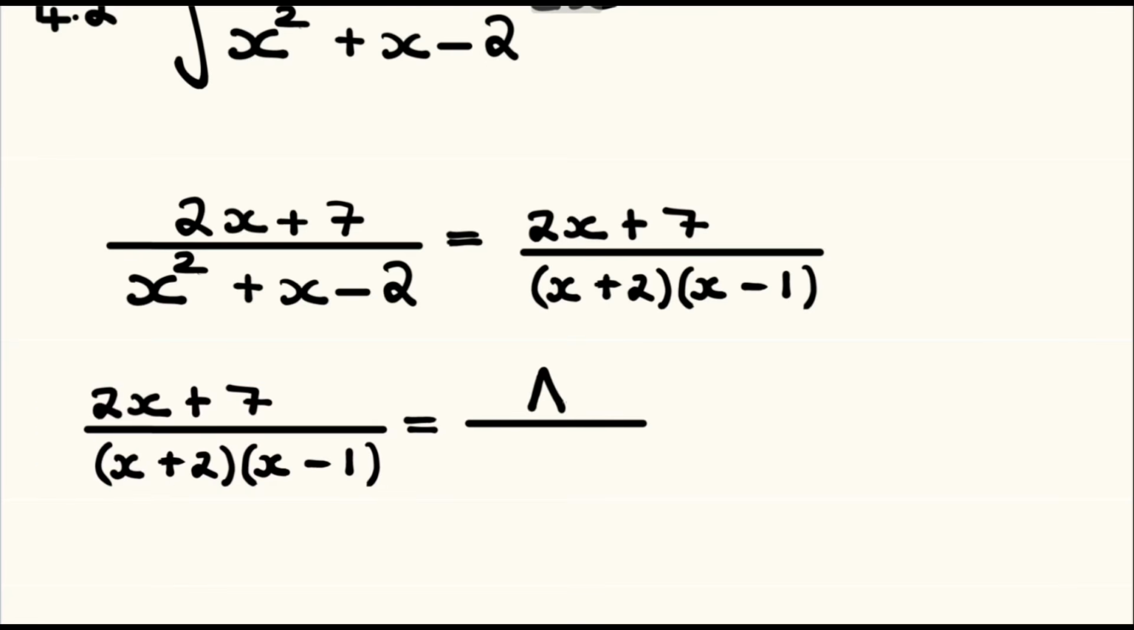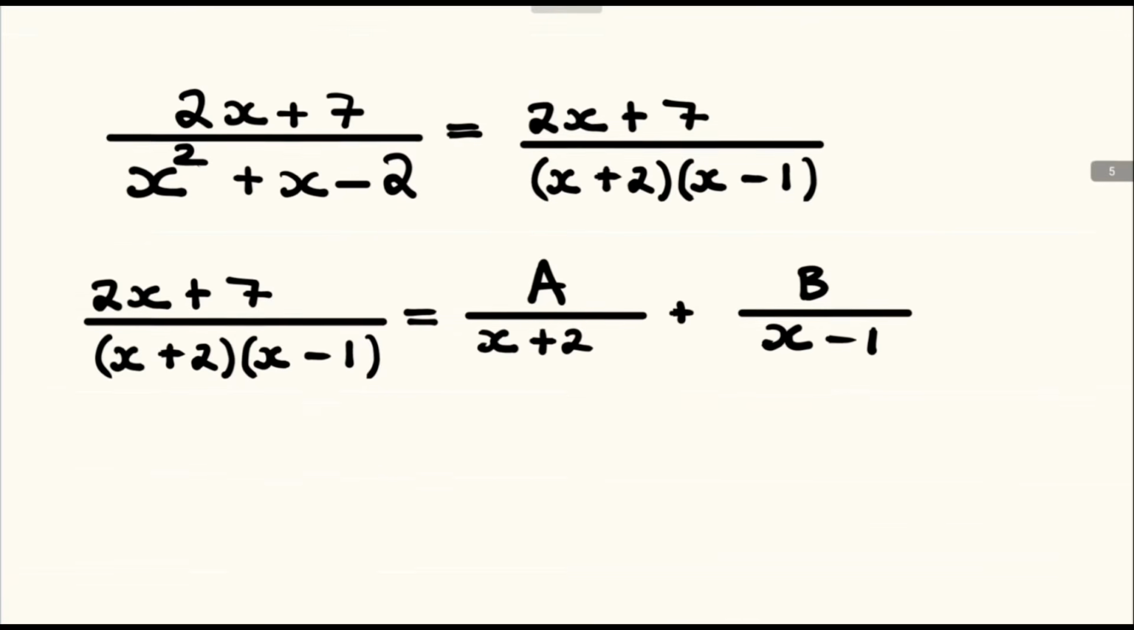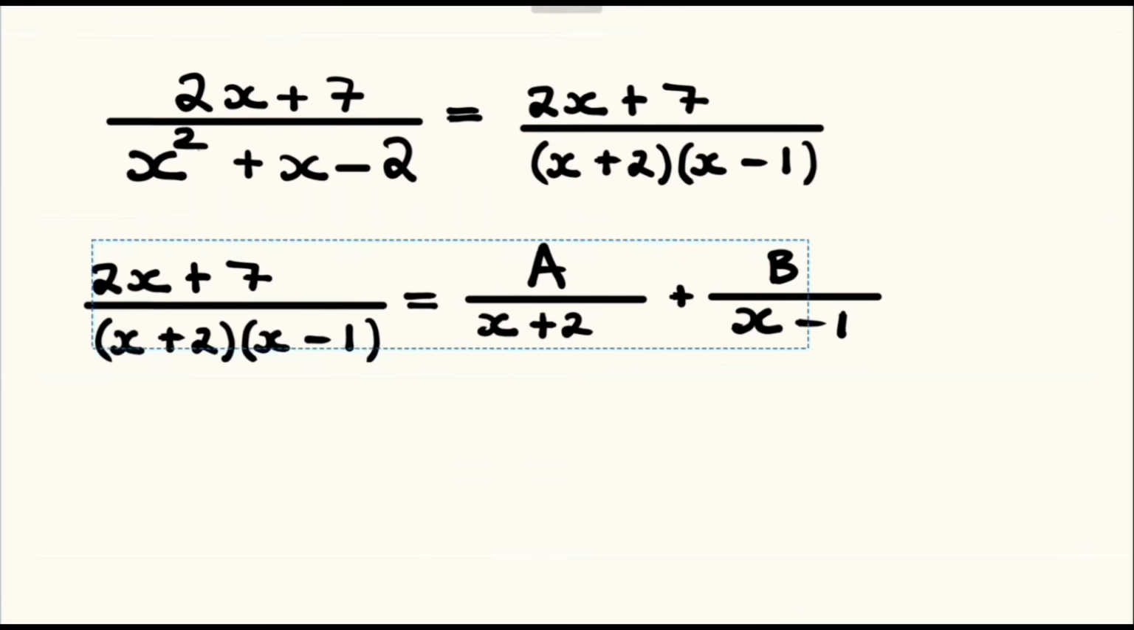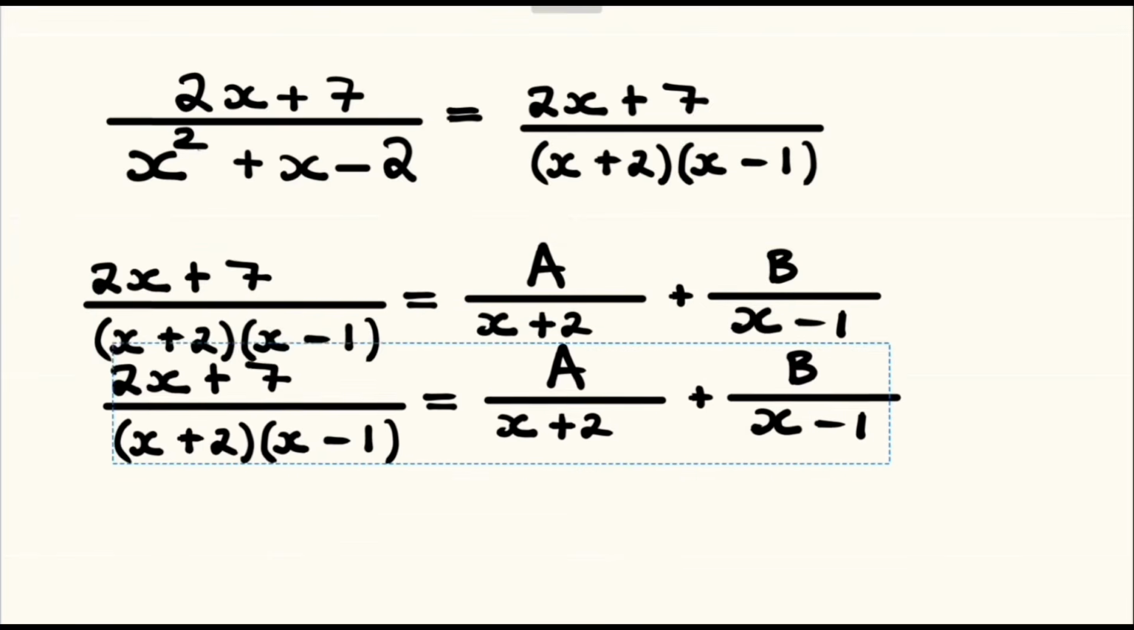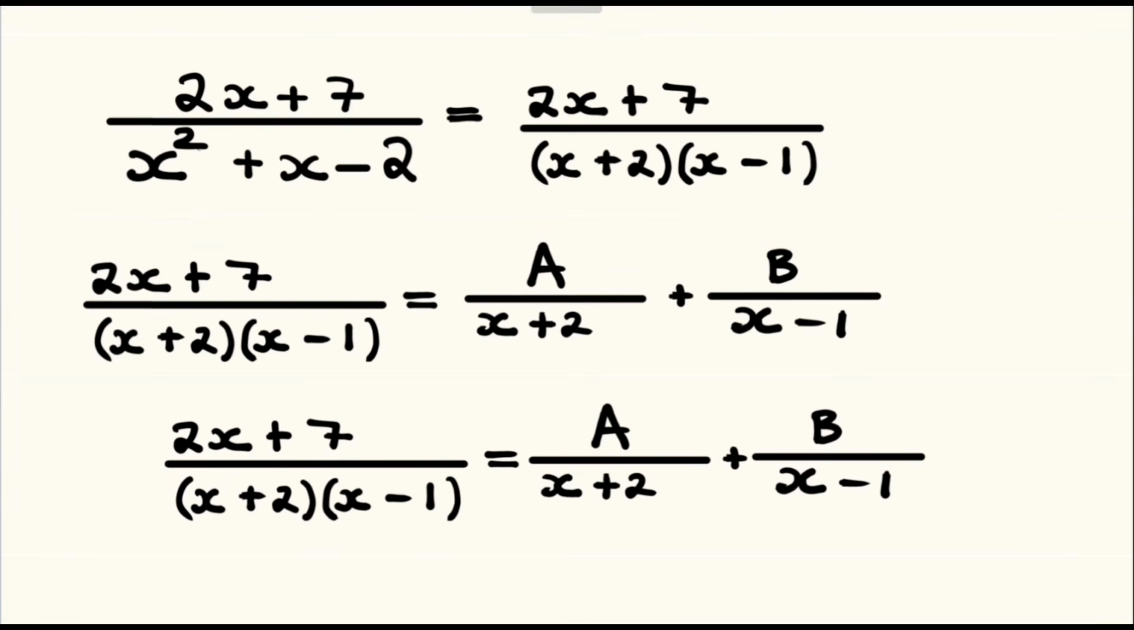A divided by the first factor, x plus 2, plus B divided by the second factor, x minus 1. So from here, we have to determine the numerical value of the A and the B.